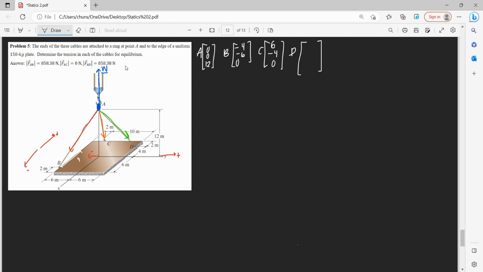Okay, and point D is in our positive x direction of 4, positive y direction of 6, and 0. Okay, right on. So these are our points, and we are going to start making some equations for them.